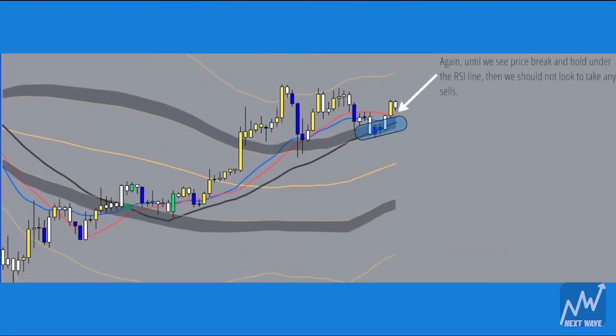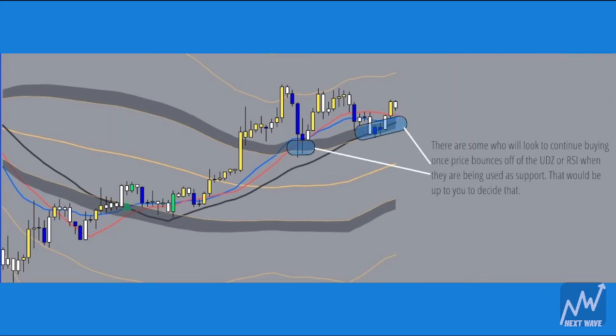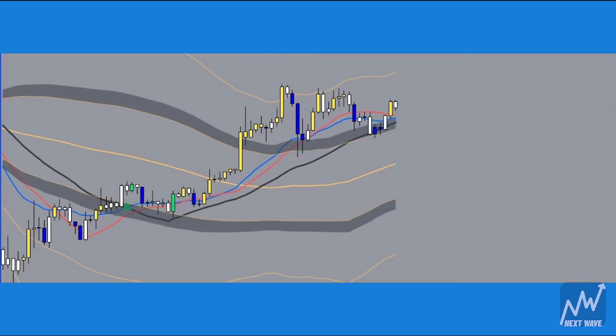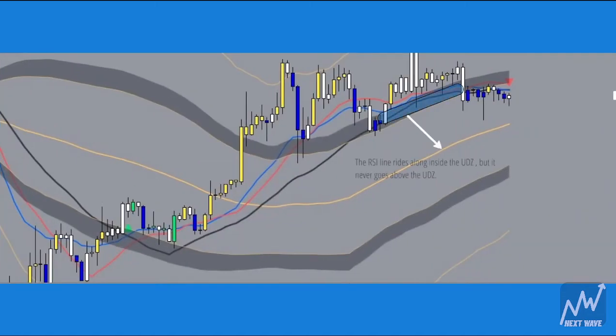Again, until we see price break and hold under the RSI line, we should not look to take any sells. There are some who will look to continue buying once price bounces off of the upper danger zone or RSI when they are being used as support. That would be up to you to decide. The RSI line rides along inside the upper danger zone, but it never goes above or outside the upper danger zone.